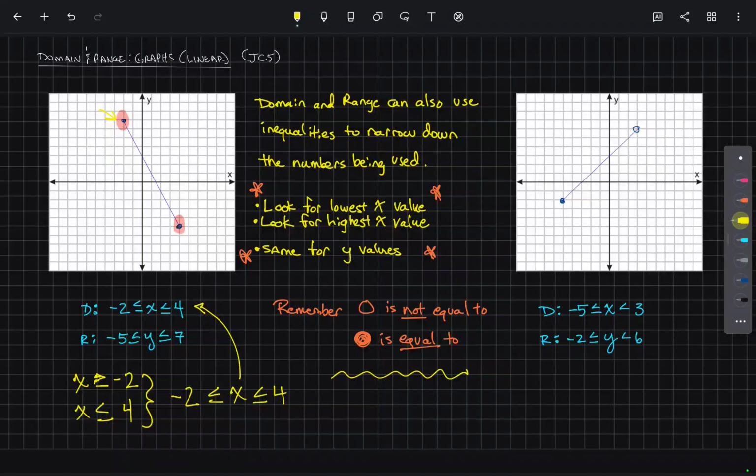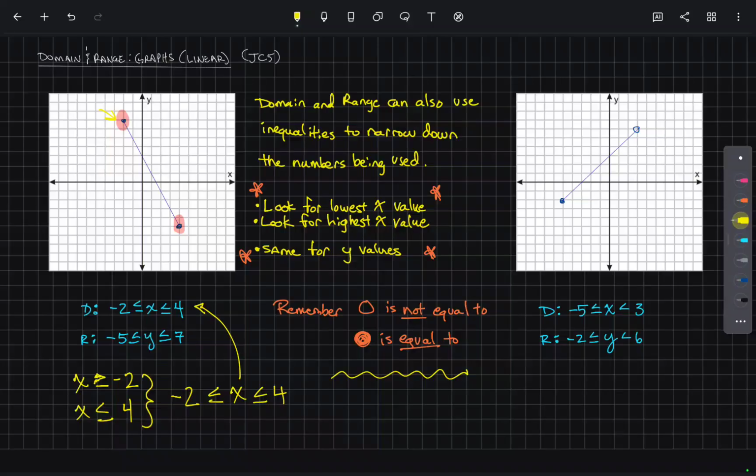The same thing is going to apply for the range. You find your lowest y value, and then you'd write your inequality for that, which should be -5. And then you'd find your highest y value, which would be 7. And then you would say, okay, well, all the points are above or below, and then you'd write your inequality in the same way.